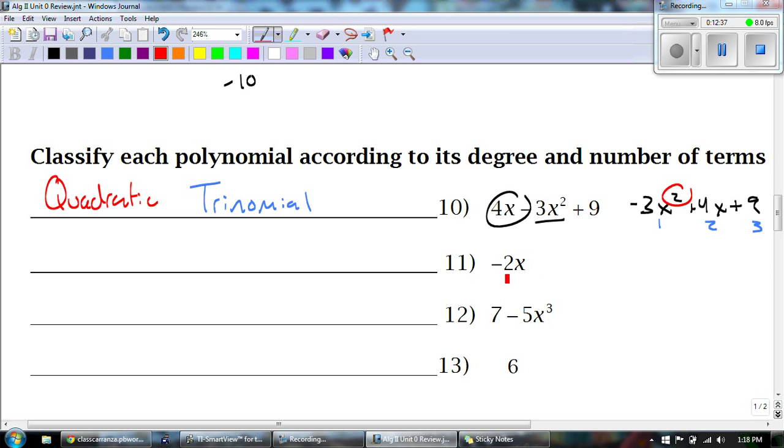Now, for 11, my highest exponent is 1. That means this is a linear, and there's only one term, so it's a linear monomial.